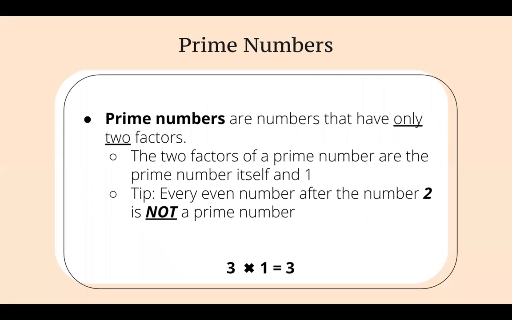Prime numbers. Prime numbers are numbers that only have two factors. Those two factors are the prime number itself and the number 1. As shown by the example below, 3 times 1 equals 3. We can see that 3 multiplied by 1 is itself, and there's nothing else that multiplies by anything that can get us to 3.